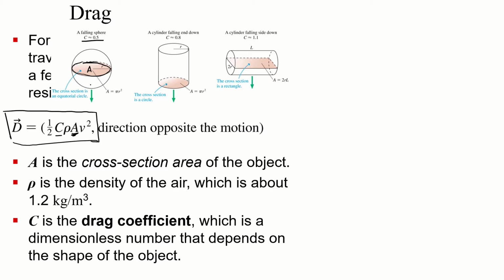So if we had a sphere, we're going to have a drag coefficient of about 0.5, whereas if it was, say, a cylinder, even though the area is the same, this is flat, it's going to be bumping into more air, so it would have 0.8. If you had a cylinder moving through its side, it's got a larger area. In this case, it looks like a larger area, and it would have a different drag coefficient as well.